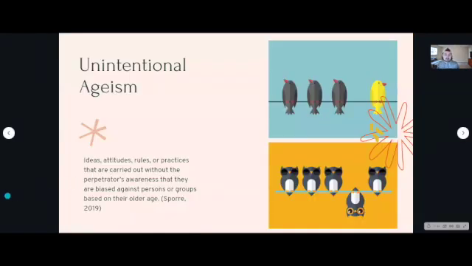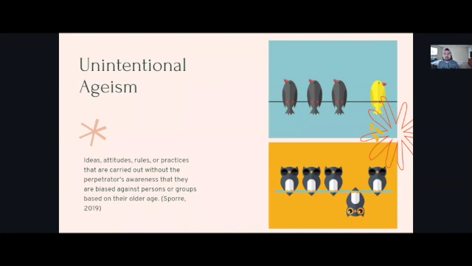And then last, unintentional ageism. I think this one, first, it's ideas, attitudes, rules, or practices that are carried out without the perpetrator's awareness that they are biased against a person or group based on their older age. And this is pretty much that implicit bias. So we all have implicit biases inside of us. And so I think when you're talking about unintentional ageism, you're talking about what your own personal implicit bias is toward individuals that are maybe older than you. What are your feelings toward individuals that are older than you?